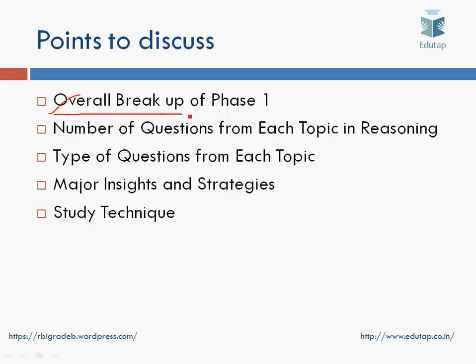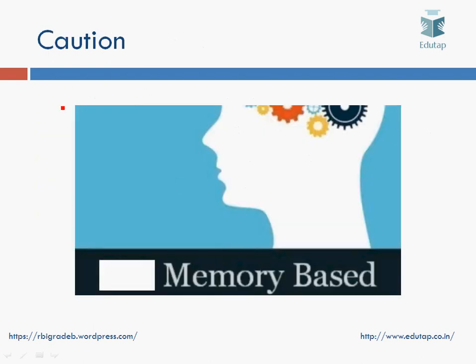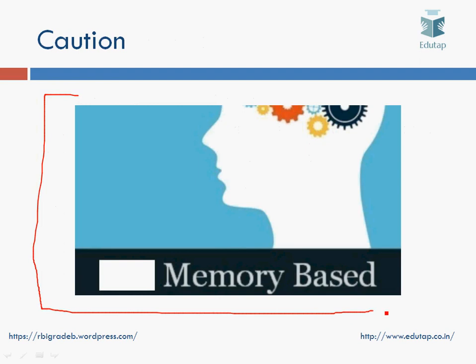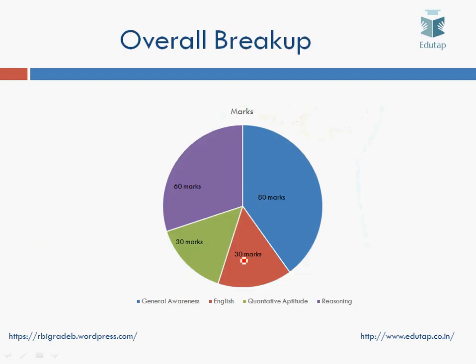We'll be talking about the overall breakup of phase 1 examination. Then we'll be talking about the number of questions from each topic of reasoning, then the type of questions from each topic of reasoning. Then we'll talk about the major insights and strategies that one should follow for reasoning section and the study technique. This is an analysis based on memory based questions, right? We don't get the actual question paper in hand, so it is memory based.